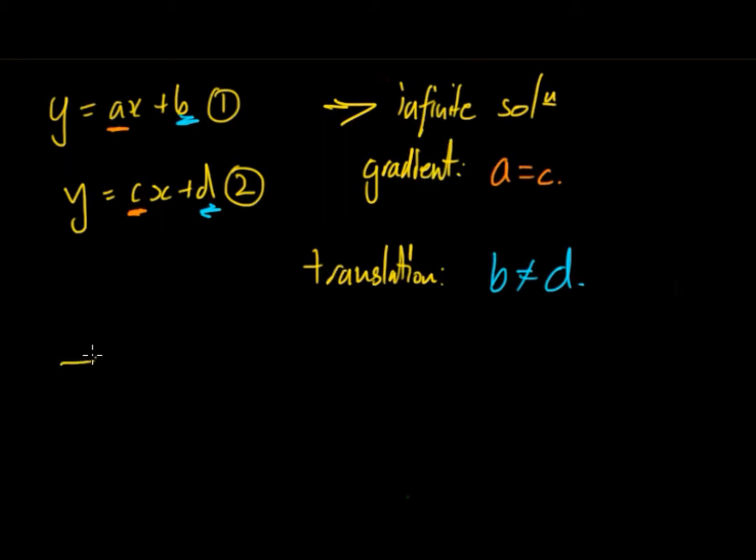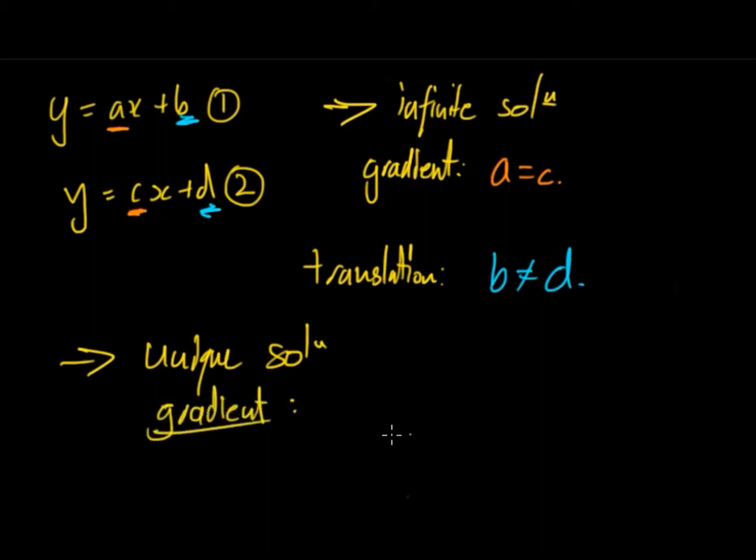Then if I was looking at something like a unique solution, I would let the gradients not equal. So I think about always like the gradient. So the gradient's not equal, translation, it doesn't matter. So translations can equal anything. But the gradient would have to not be equal.